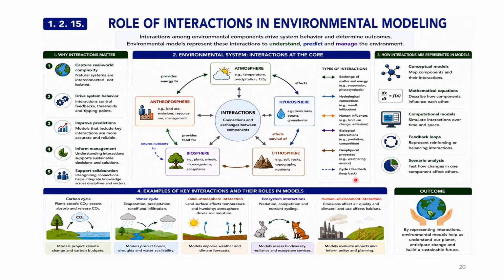For instance, water cycle models help predict floods and droughts, while climate models assess how greenhouse gas emissions affect global temperatures. By capturing relationships among system components, environmental models help scientists understand complex processes, anticipate future changes, and develop sustainable solutions for environmental challenges.